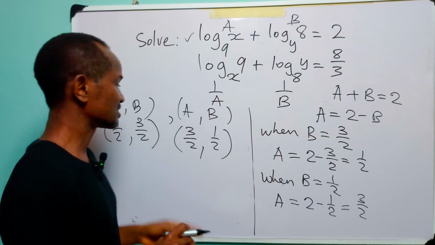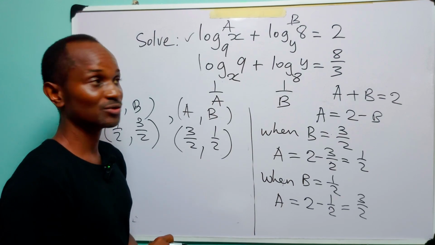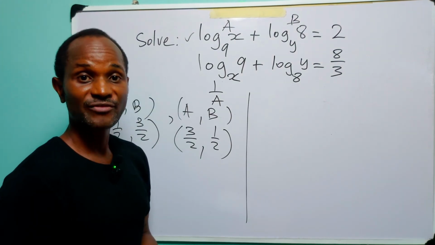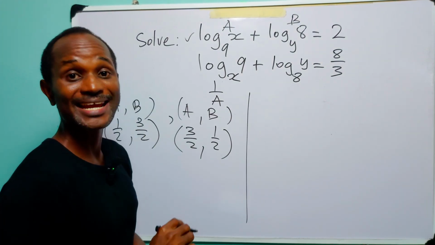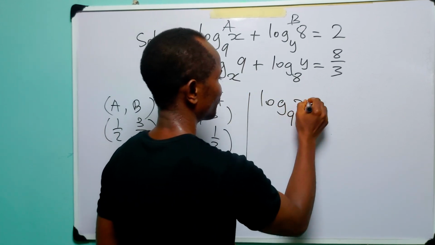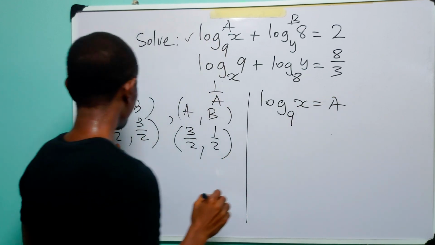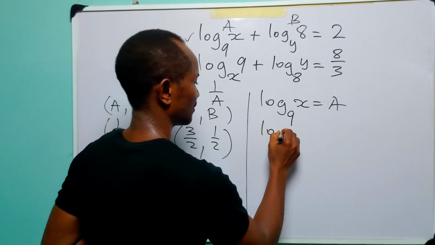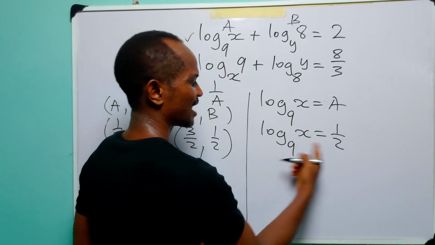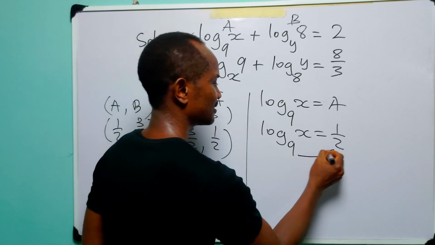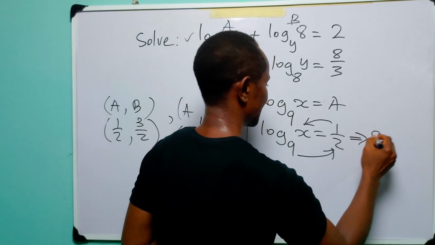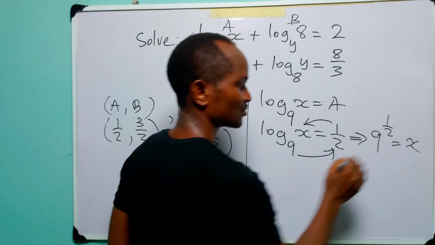Now, having found the values for a and b, the last thing we do is to go back to the substitutions that we made. So to calculate the values of x and y from these values of a and b, we go back to this substitution. We have that log to base 9 of x is equal to a. Now, when a is half, log to base 9 of x is equal to half. Of course, when we have a statement like this, it simply means that 9 to the power half is equal to x.